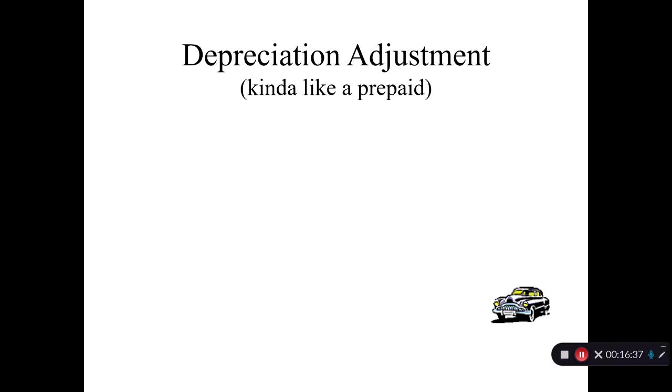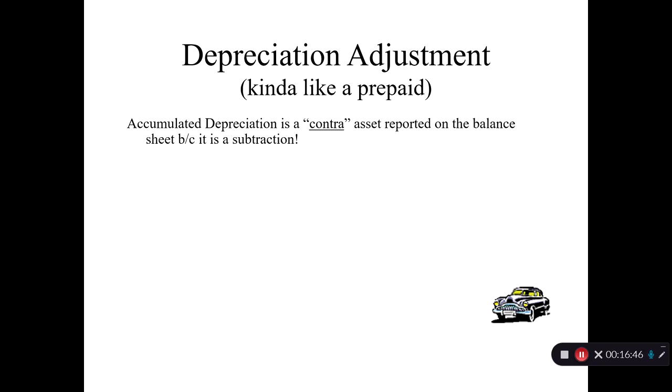Okay, the depreciation adjustment is kind of all by itself. I used to say it's kind of like a prepaid, but it's more or less its own category. So what is accumulated depreciation? We're going to learn what that is. But accumulated depreciation is a contra asset reported on the balance sheet because it is a subtraction. So that's why we hear the word contra. So if it's on the balance sheet and you have your assets listed and there's something deducted from an asset, it's a contra asset. Okay, that's all that means.